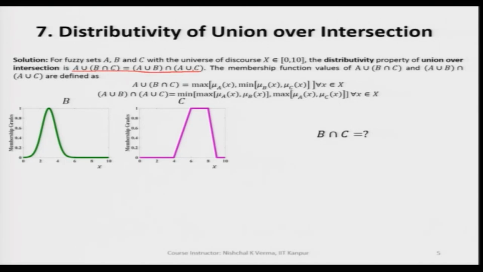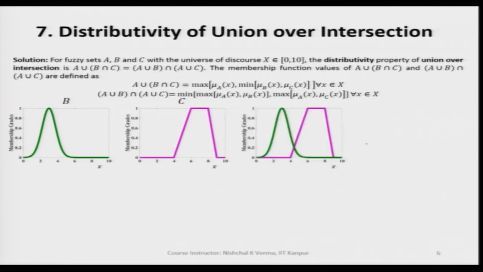For this we are first taking the intersection of B and C. We can get these two fuzzy sets B and C, and when we overlap these two fuzzy sets, we get this portion by applying the min criteria. This min criteria is going to give us a subnormal fuzzy set as a result like this.